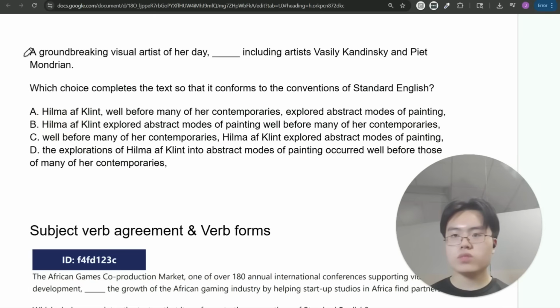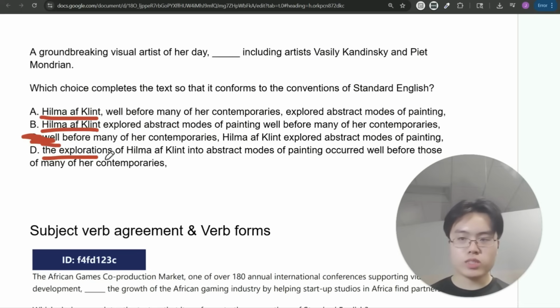Okay, I'm going to read this. So, a groundbreaking visual artist of her day. This is when you realize that this doesn't actually work here, because obviously it's talking about a person, a female. This is a person. This is not a person, so that's definitely wrong. It's not even a noun. The explorations, that's not a person, so that's wrong. So it has to be A or B, right? That's why you should read the modifier just in case. Don't just eliminate them right away.